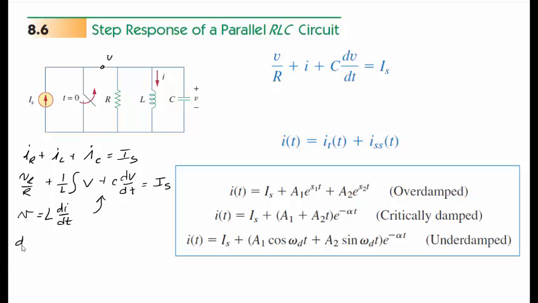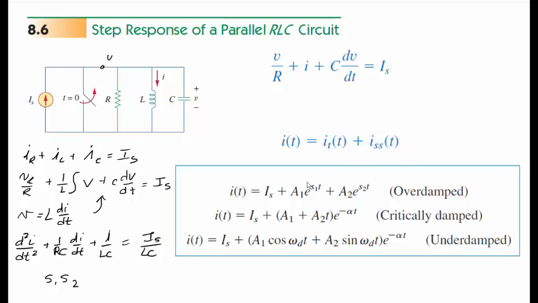And then when I do that, I get d squared I dt squared, and rearranging the terms, 1 over RC di dt plus I over LC equals IS over LC. And so the point of doing this right now is that if you look at the coefficients and you determine what the roots S1 and S2 are, S1 and S2 will be the same roots as this equation up here that was in voltage. So the natural response is still the same.